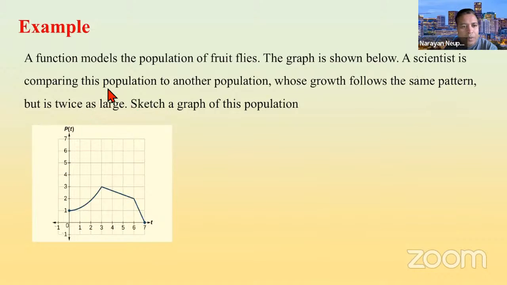A scientist is comparing this population to another population whose growth follows the same pattern. When we say growth follows the same pattern, it increases like that, decreases like this, and also decreases like this. Okay, that is the meaning of the same pattern. So growth follows the same pattern, but twice as large. Same pattern is there, okay? But the growth rate is twice as large.